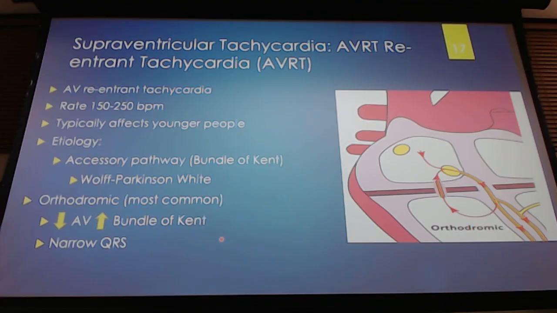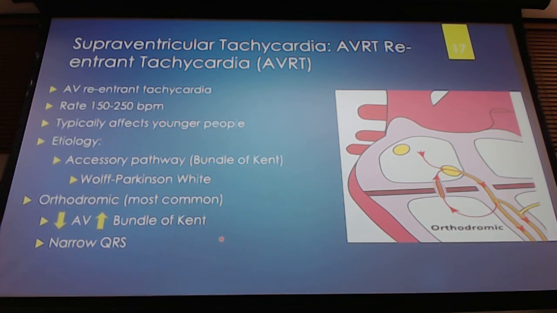Okay, another form of SVT is AV reentrant tachycardia. So this does not have the nodal portion, it is not the AV node. This is actually associated with some sort of accessory pathway in the heart between the atria and the ventricles. Most commonly, it's something called Wolff-Parkinson-White. Okay? And again, most of the time, these patients are born with this accessory pathway. We just don't know that they have it until they start having these episodes of severe tachycardia.